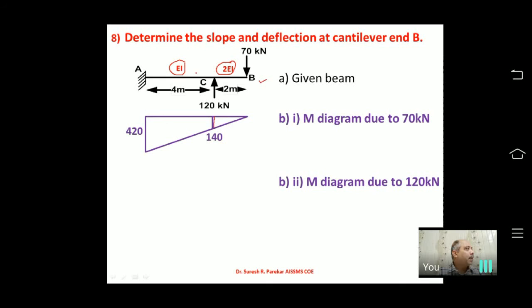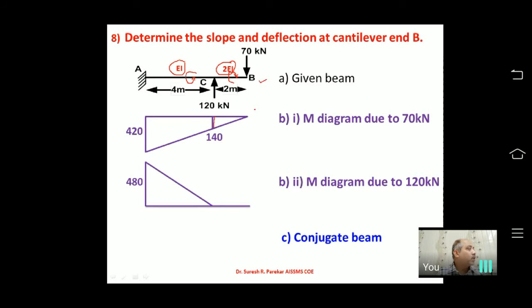So if you take the bending moment due to this 120, you are going to get this bending moment as anti-clockwise, which will take my beam upward. And if I find the bending moment due to 70 kilonewton, then that bending moment is clockwise, and that will take my beam down. And therefore we are getting the bending moment diagram in this fashion. So we have this as 480.